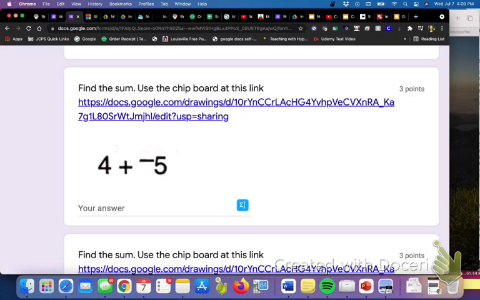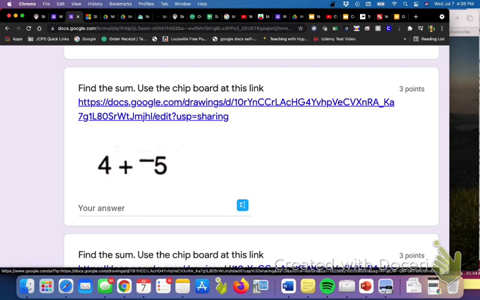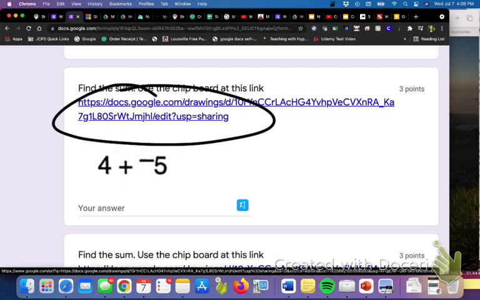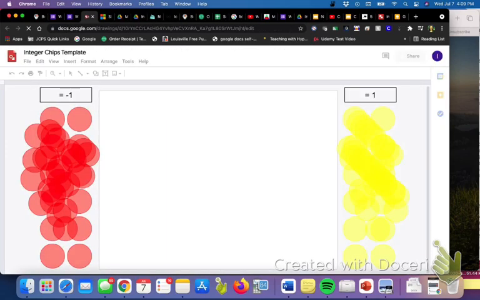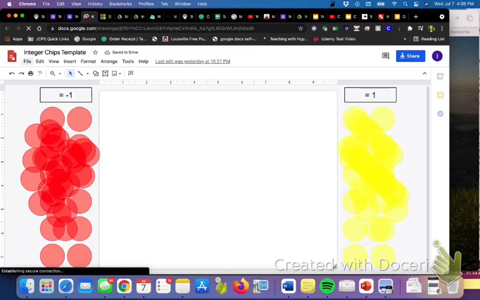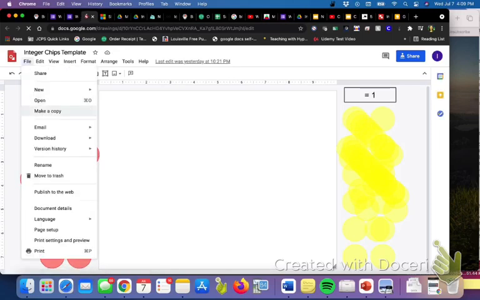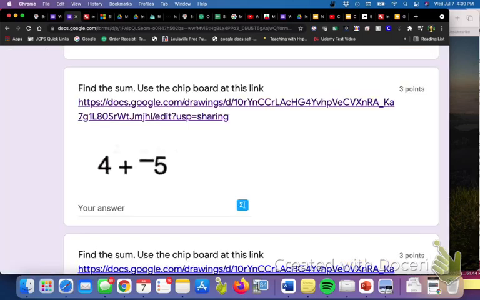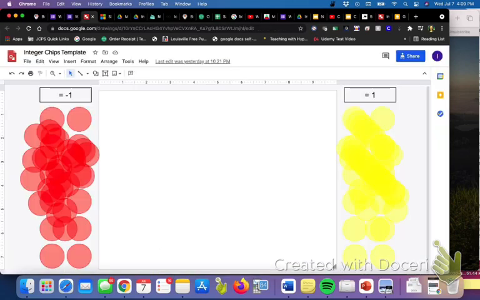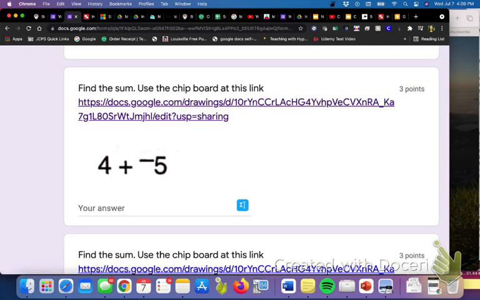Hi mathematicians, for each of these problems you can feel free to click on the link that I've provided right here that takes you to your own virtual board where you would just need to make yourself a copy. But just for the sake of time, instead of going through doing this part myself, I'm just going to draw the picture right next to the problem.